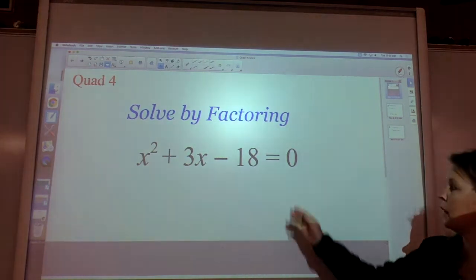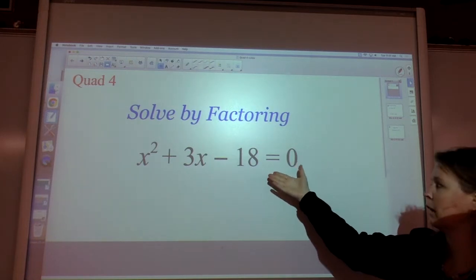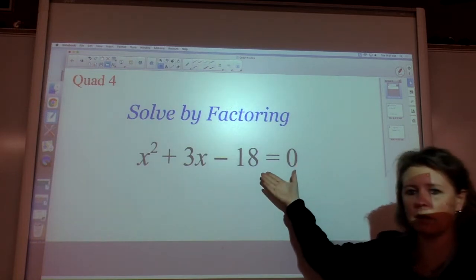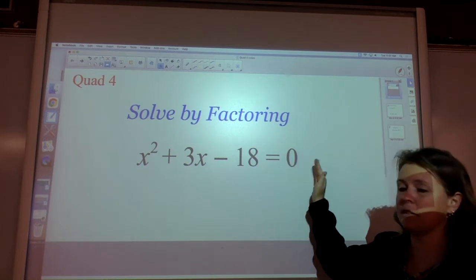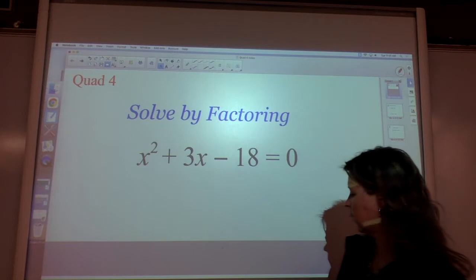Reminder of how to factor, and I will point out that we cannot solve it by factoring unless it equals 0. If it equals 0, then we can solve by factoring. If it doesn't equal 0, we're going to have to make sure it equals 0 before we solve by factoring.